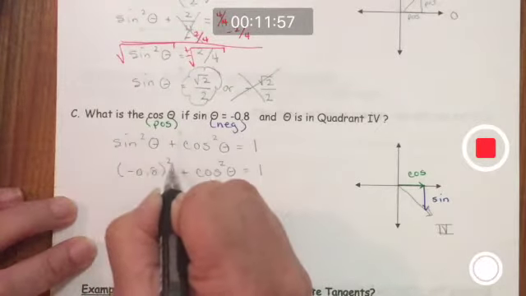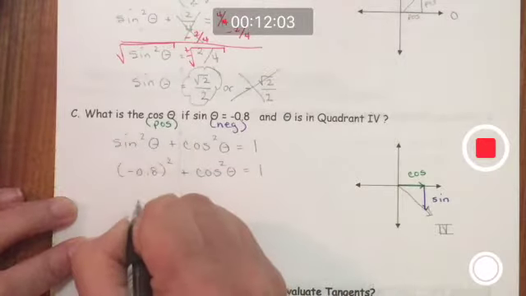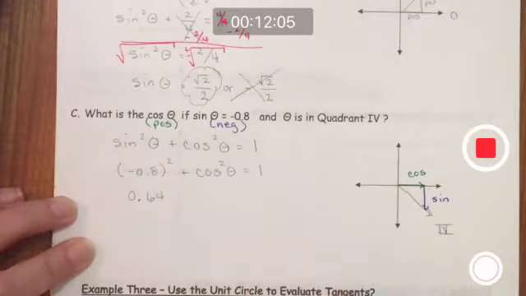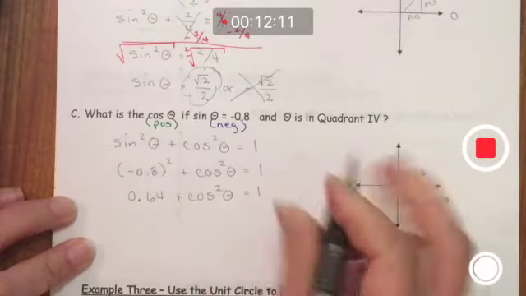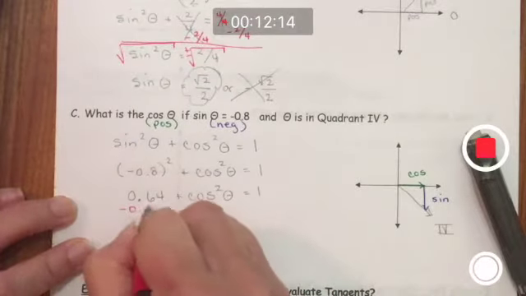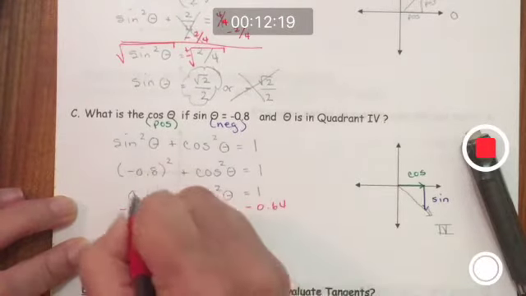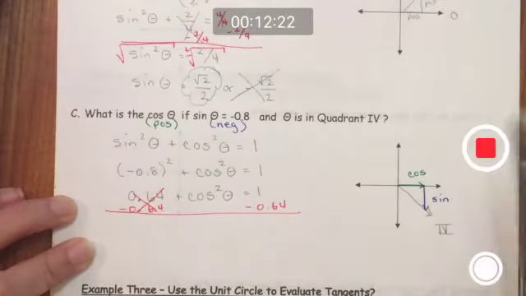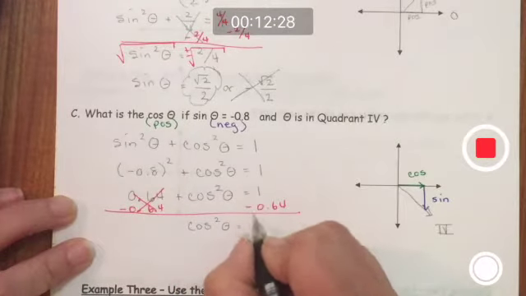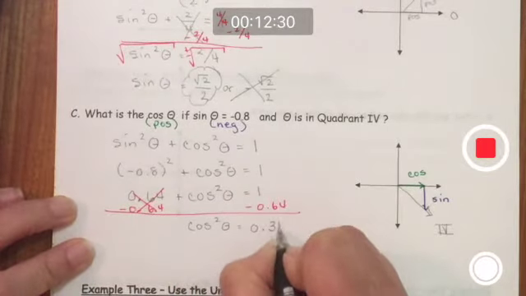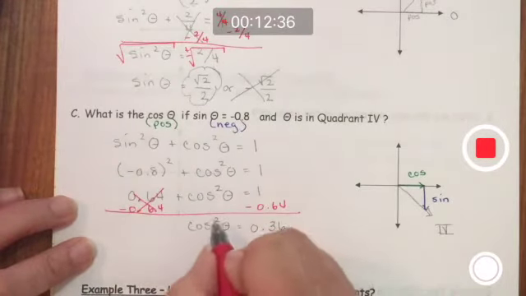Negative times negative is positive, so anything negative squared is going to be positive. And then 0.8 times itself is 0.64. So plus cosine squared of theta equals 1. I'm going to subtract 0.64 from both sides of my equation, so that the cosine squared of theta is 1 minus this, which is going to be 0.36. And then to solve, we would take the square root of both sides, because I need cosine of theta, not cosine squared.